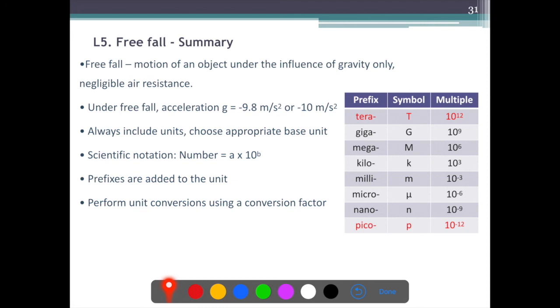And when we're dealing with quantities in physics, we should always include a unit. Sometimes it's useful to work in base units, and so we need to do some unit conversion sometimes. And if we're dealing with very large and very small numbers, it's useful to write the number in scientific notation.